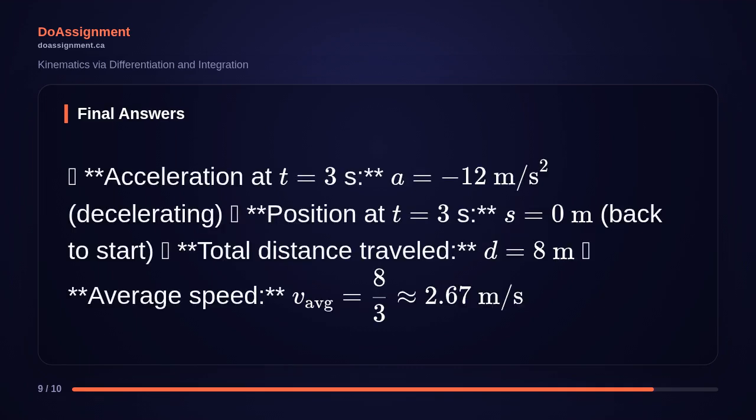To summarize, the acceleration at 3 seconds is negative 12 meters per second squared, indicating deceleration. The position is 0 meters. The particle returned to the start. The total distance traveled is 8 meters. The average speed is 8/3, approximately 2.67 meters per second.